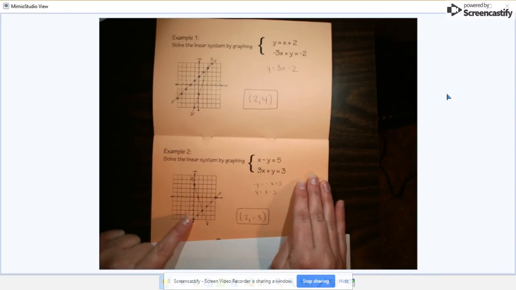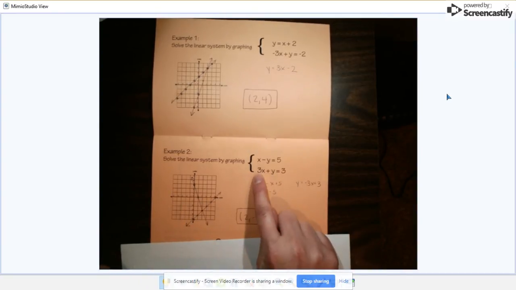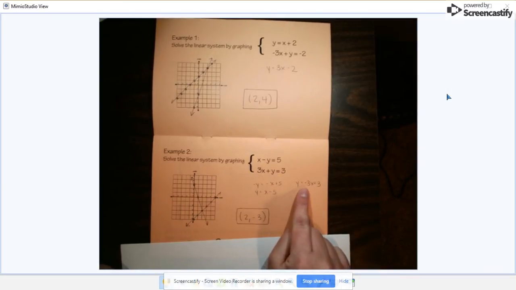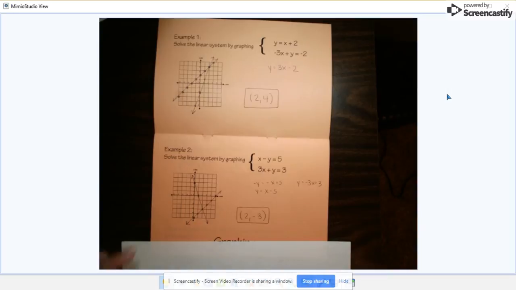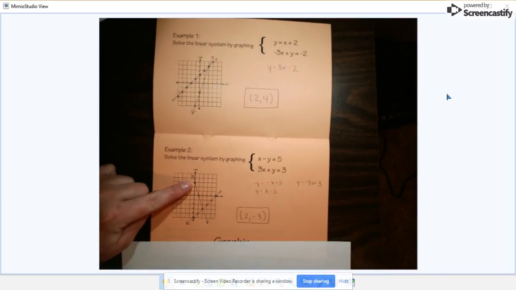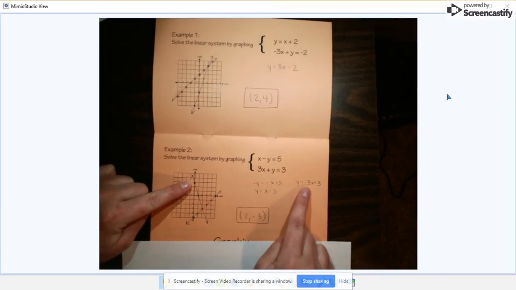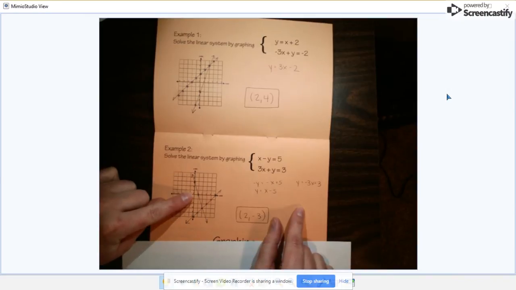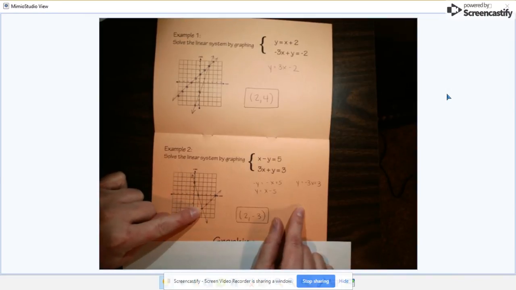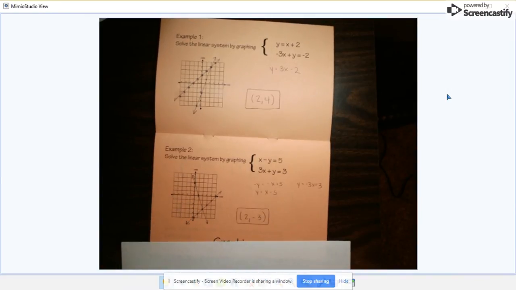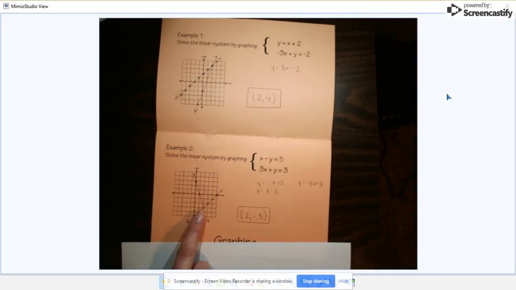So again, we're going up 1 to the right, up 1 to the right. Okay, for this equation, I need to get that 3x to the right side. So I subtract 3x and I get y equals negative 3x plus 3. So here we're starting at positive 3. Our slope is negative 3 over 1. So we're going down 3 to the right 1, down 3 to the right 1. Again, to get our answer, we look, where do those lines cross one another? And they cross at (2, negative 3).